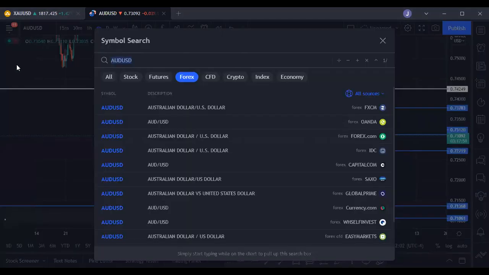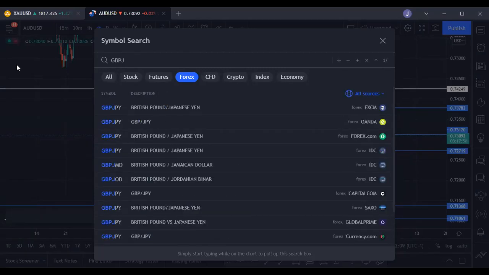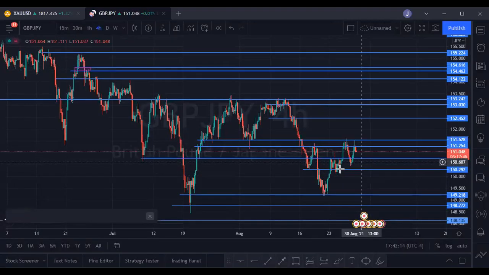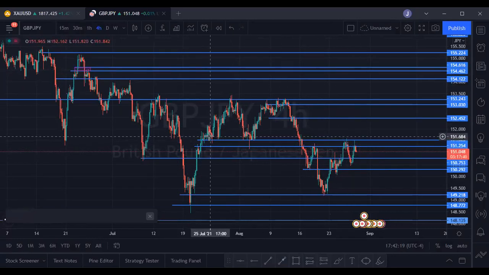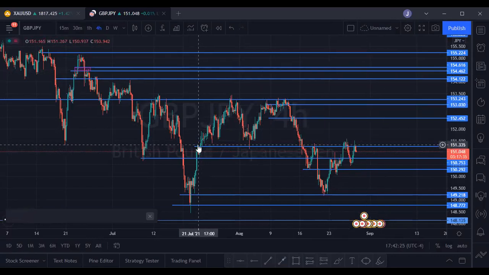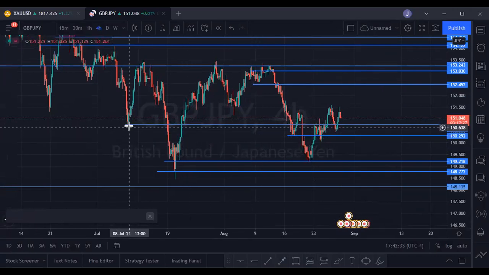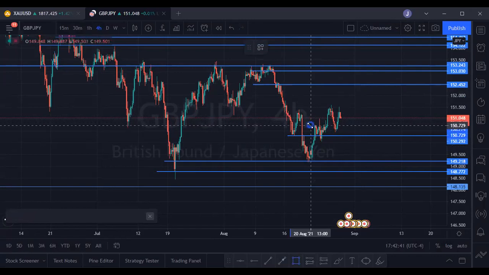Then another currency pair I'm looking at is GBP JPY. On GBP JPY, I am on the bullish side, but I have no confirmation yet, because I am expecting price to come to this point.